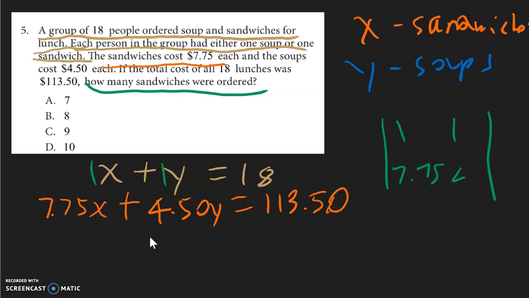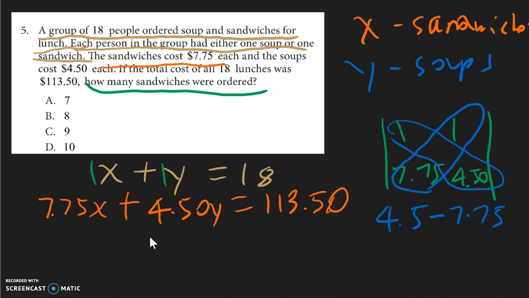And 4.5, 450. First, we're going to cross multiply starting from the top left corner. So 1 times 4.5 is going to be 4.5. Then 7.75 times 1 is going to be 7.75. And then we're going to change the sign, so that'll become a minus. And so this is going to equal negative 3.25.